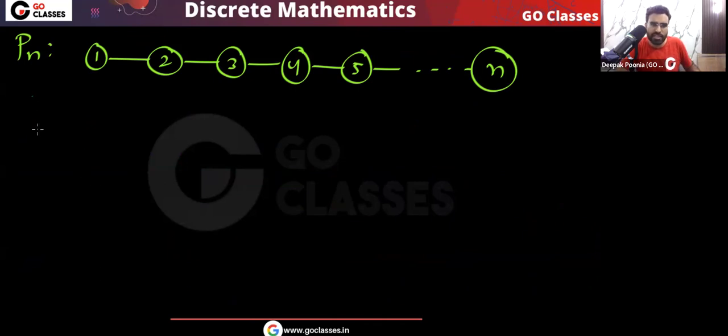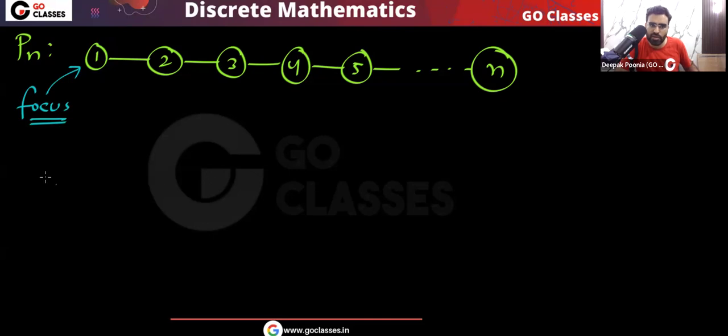So you just think recursively. Let's see what this Sn will be. Notice, in the maximal independent set, either I will take this one or I will not take this one. Do you agree with me? Just focus on this one here.